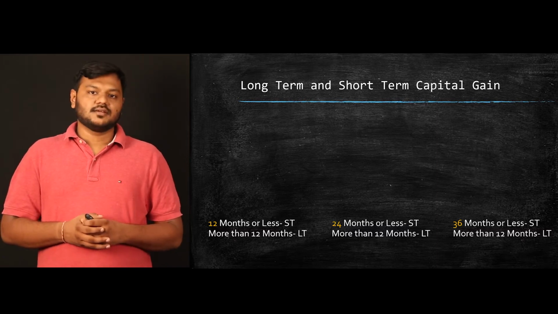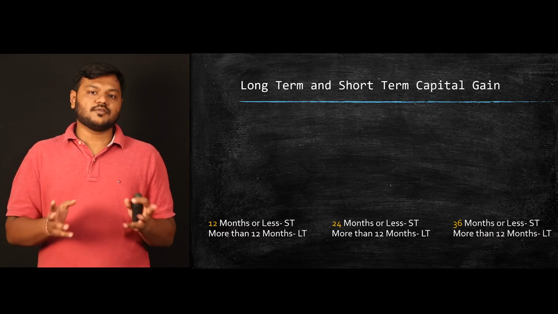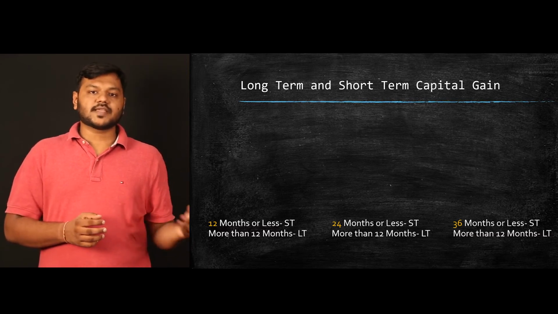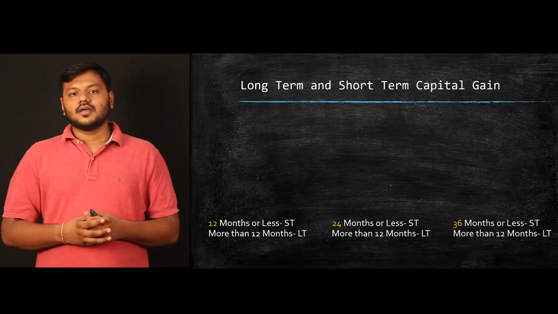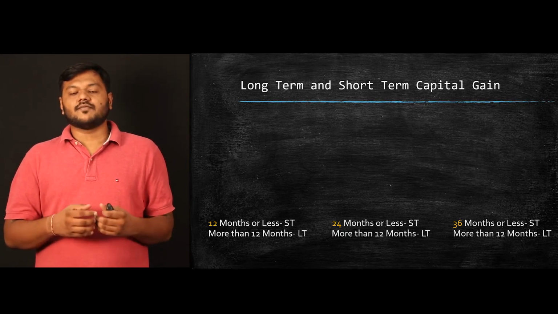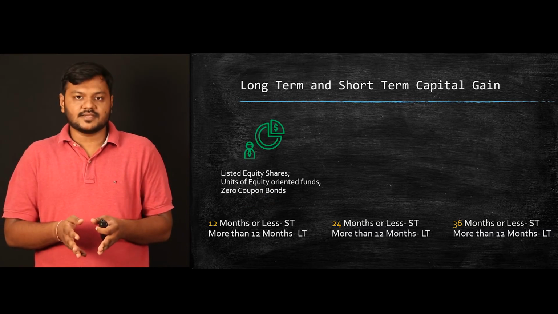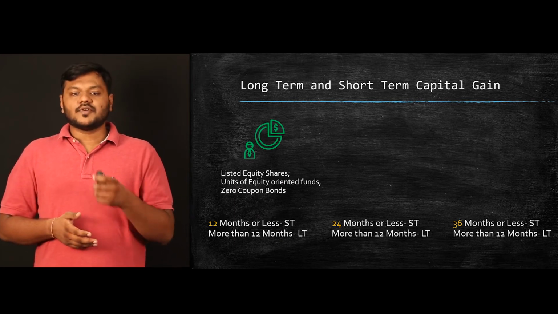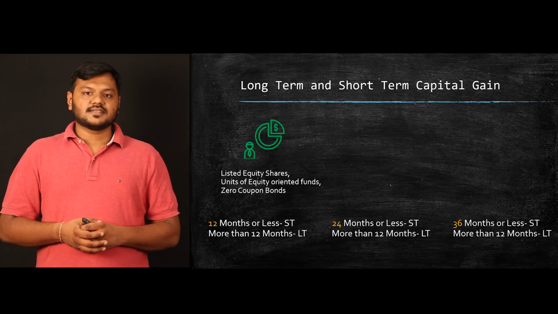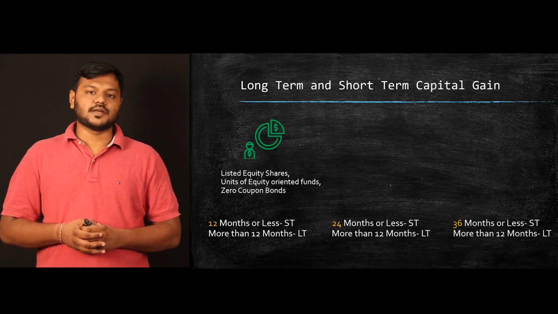Coming to the next slide, let's talk about types of capital gain. There are two kinds of capital gains. One can be short-term capital gain, one can be long-term capital gain. Let's discuss which assets are covered and under what time period an asset can be considered short-term or long-term. First, let's talk about three assets. One, listed equity shares. Second, units of any equity-oriented fund. Or third, zero coupon bonds.